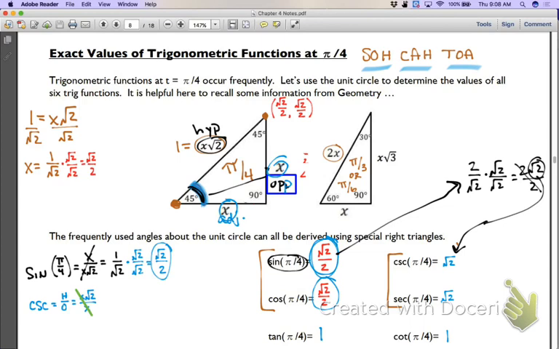They're the special cases. Now, the one thing I do not want to see here is square root of 2 over 2 and you just type in your calculator sine of pi over 4 and you put in 0.707. No.